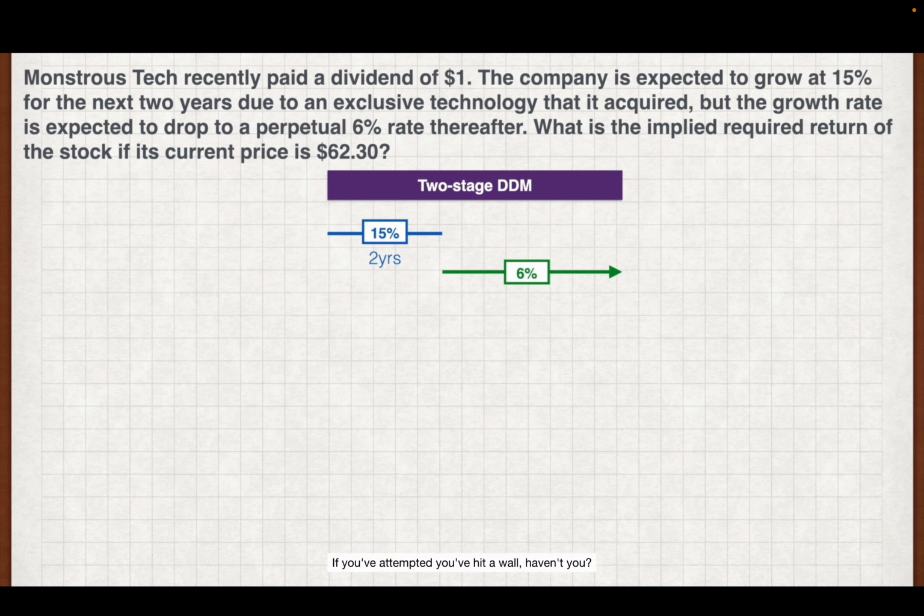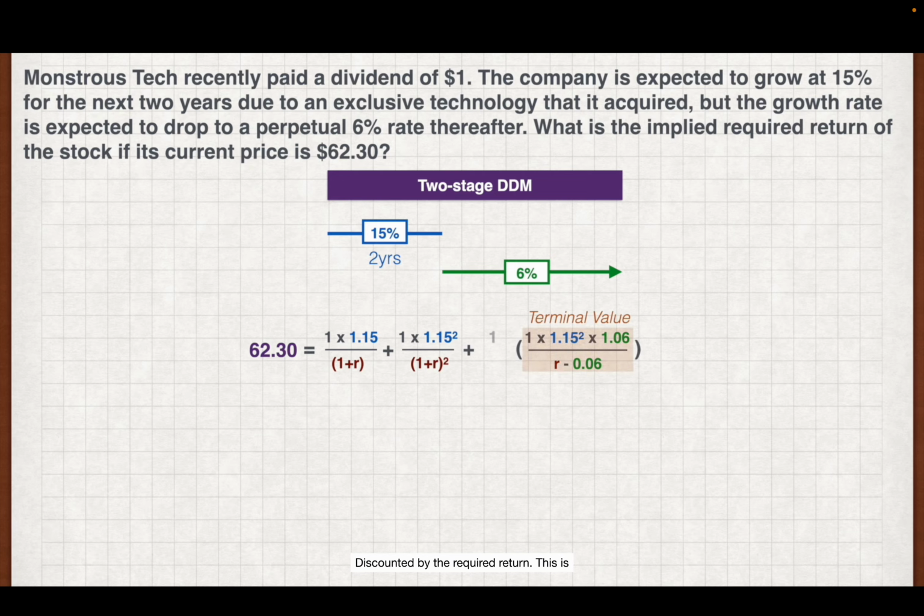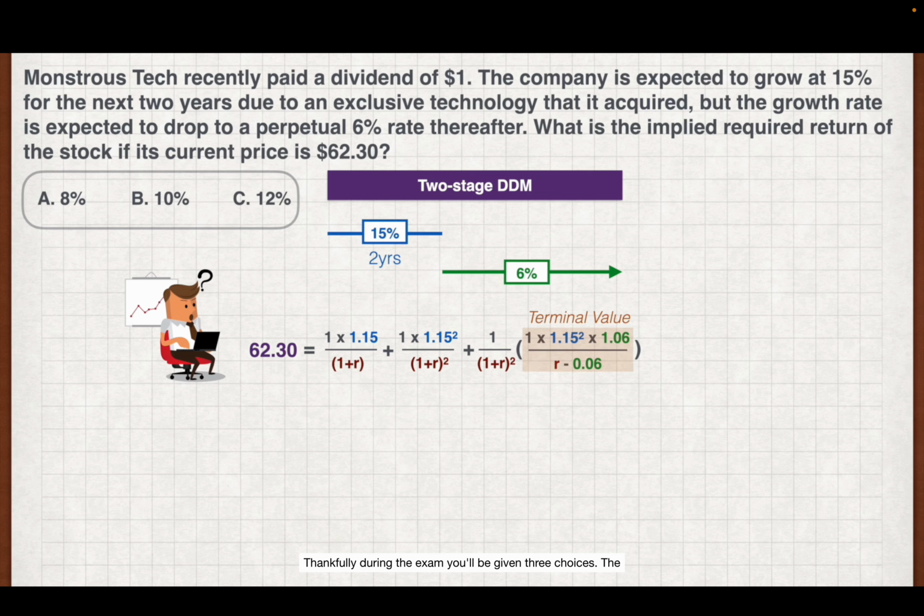If you've attempted, you've hit a wall, haven't you? We equate the price of $62.30 with the sum of the present value of dividends plus the terminal value, discounted by the required return. This is very difficult to solve for R. Thankfully, during the exam, you'll be given 3 choices. The trick is to plug in the choices into the equation and see which one fits.